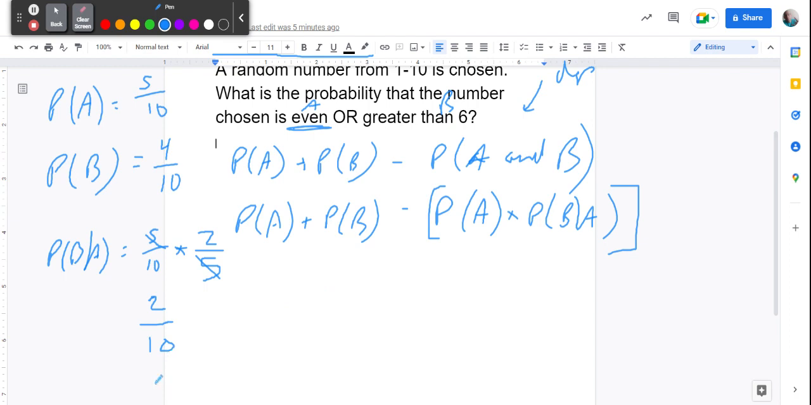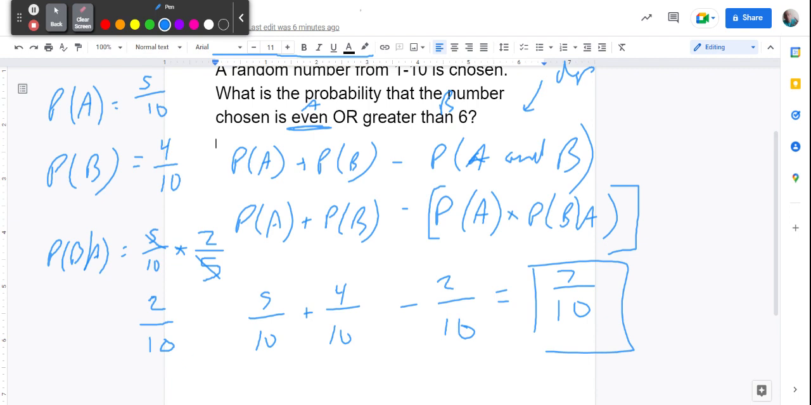So our probability of A is 5/10. Going to our formula here, our probability of B is 4/10. Now we have to subtract our probability of A and B, which is 2/10. So we do that: 5/10 plus 4/10 minus 2/10. 5 plus 4 is 9, minus 2 is 7. So our final answer is going to be 7/10. So there's a 7/10 chance, or 70% chance, that if we draw a number from 1 to 10, the number is going to be even or greater than 6.